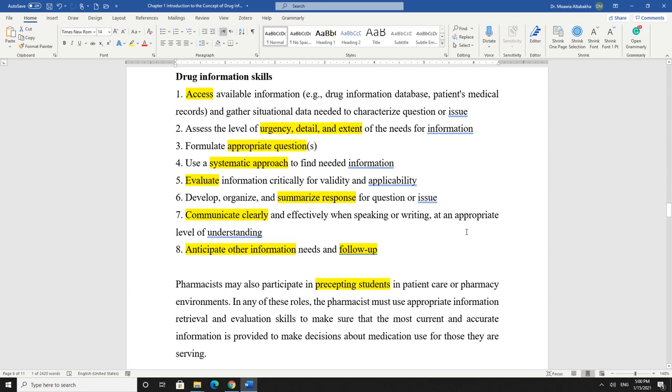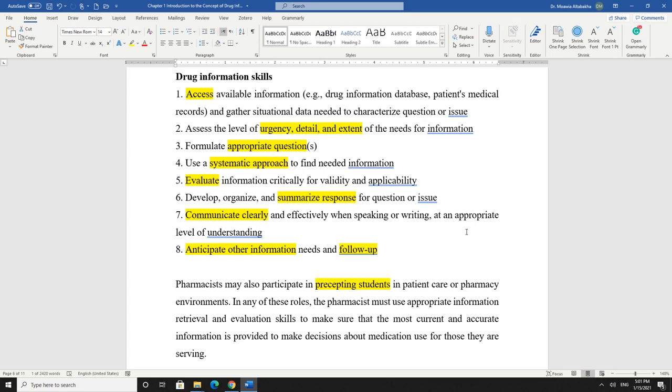Okay, we talked about skills. What are these skills that you should have as a drug information specialist? First, the availability of the information that you need to access. For example, you need to access a drug information database. Here I mean a platform, and we have that. We have what we call Lexicomp, and inshallah I will talk about this because you are going to use it. This is a drug information database. It has a lot of information, reliable, good quality information about drugs.